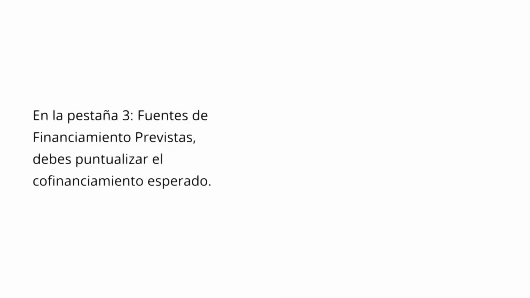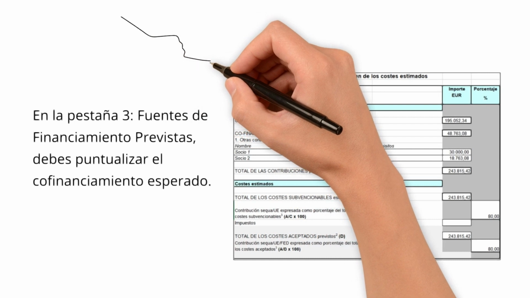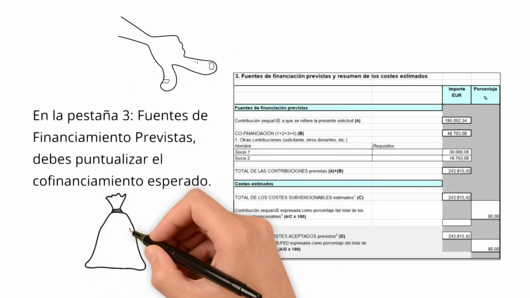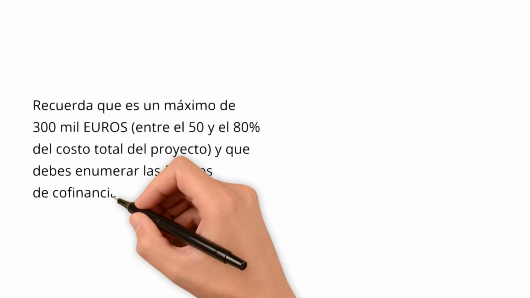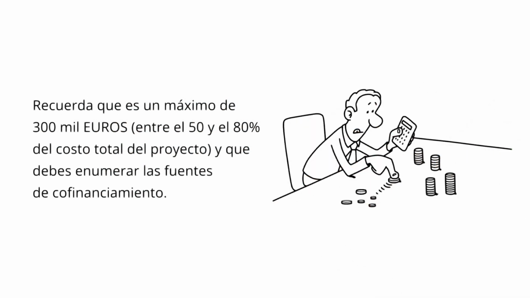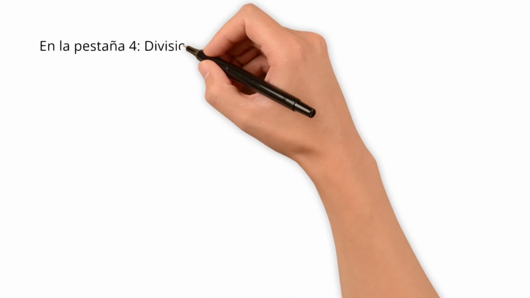In tab 3, Expected Funding Sources, you must specify the expected co-financing. Remember that it is a maximum of €300,000, between 50 and 80% of the total cost of the project, and that you must list the sources of co-financing.